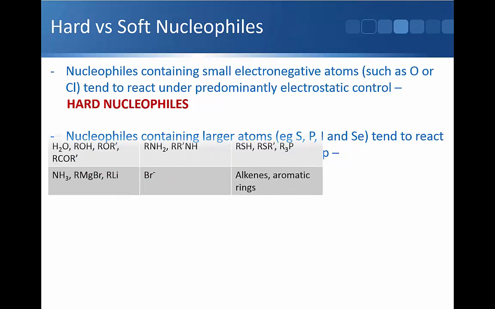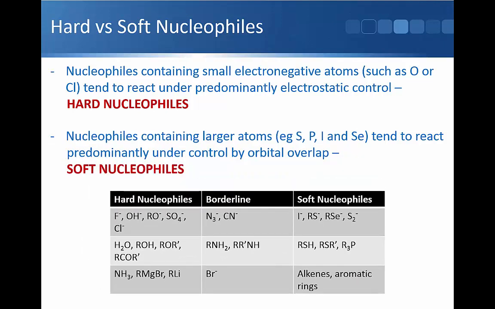So if I put a table up that summarises the key types, this isn't a table to learn, this is just a sort of a guide to the types of hard and soft nucleophiles we see. If we look at top left of this table, nucleophiles like hydroxide anions, alkoxide anions, the chloride anions, small molecules with negative charges, these are going to react predominantly under electrostatic control. These are hard nucleophiles. But you'll see hard nucleophiles don't have to be charged.